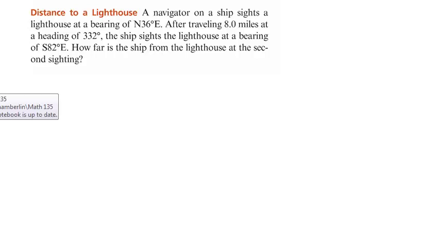A navigator on a ship sights a lighthouse at a bearing of north 36 degrees east. After traveling 8 miles at a heading of 332 degrees, the ship sights the lighthouse at a bearing of south 82 degrees east. How far is the ship from the lighthouse at the second sighting? I don't know, and I don't think I could figure this out without doing what? Yeah, I pretty much have to draw a picture here.